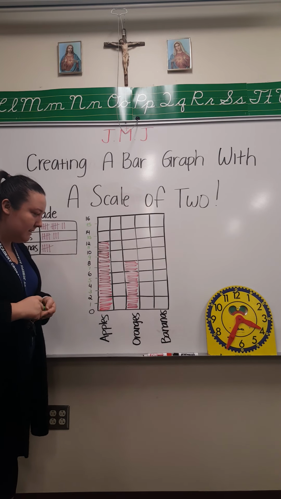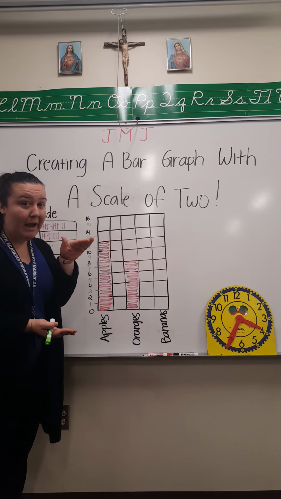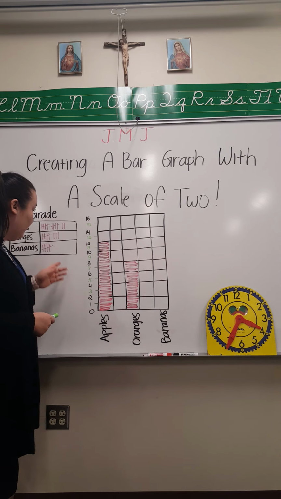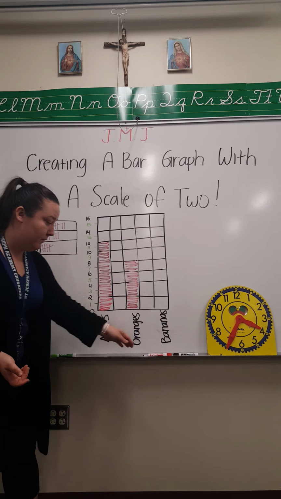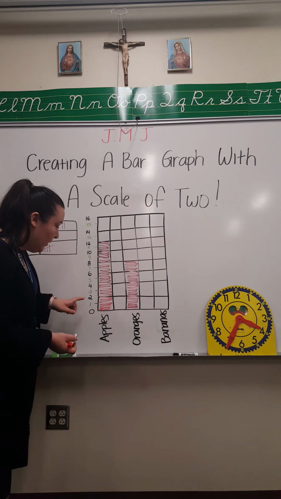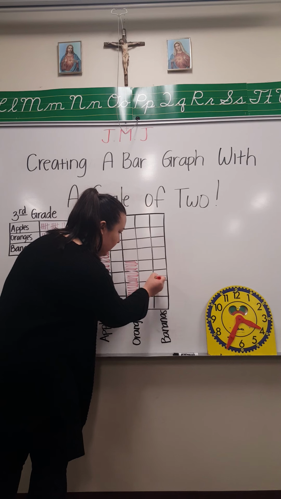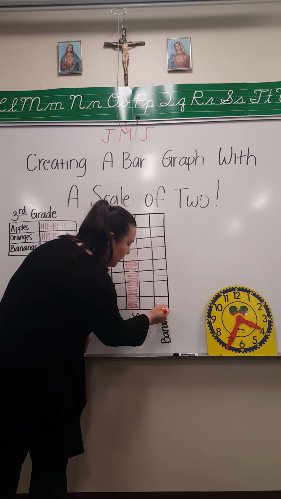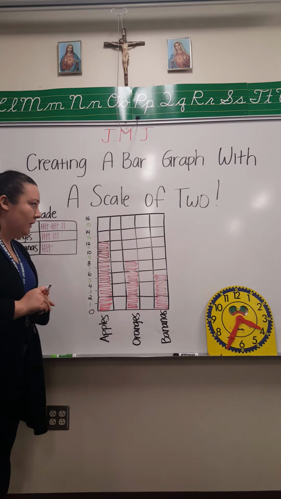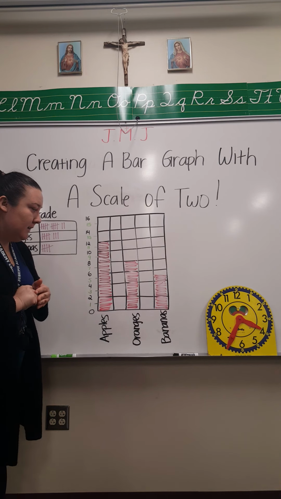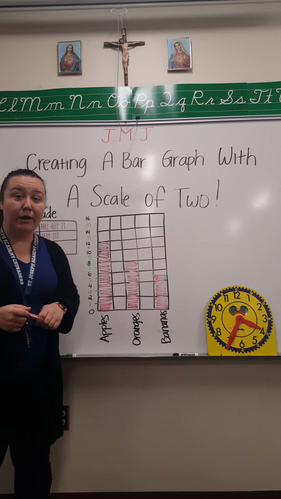So for this purpose, since it was a scale of 2, we shrunk the graph and made it to go by 2's. But since we have 5 people that like bananas, we gotta record that on our bar graph. So we're gonna go all the way to 5 right here. So we're gonna shade this all the way up to 5. And that is the lesson. That is the lesson of how to create a bar graph with a scale of 2.